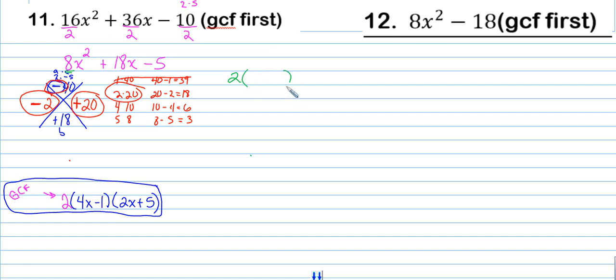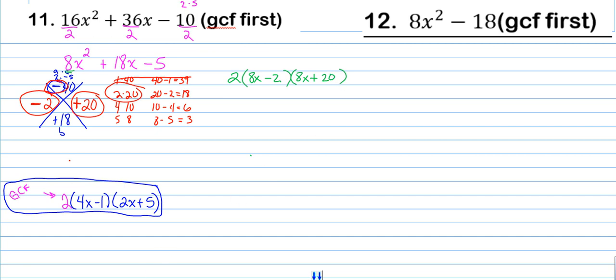Then you're going to write some parentheses. Okay? You're going to put the first number of A and then x for both of them. So this was our A, 8. Okay? And then you're going to put your -2. And then you're going to put your +20.